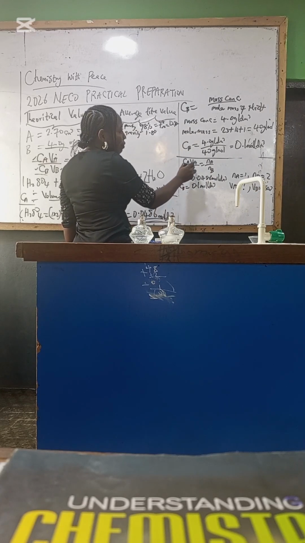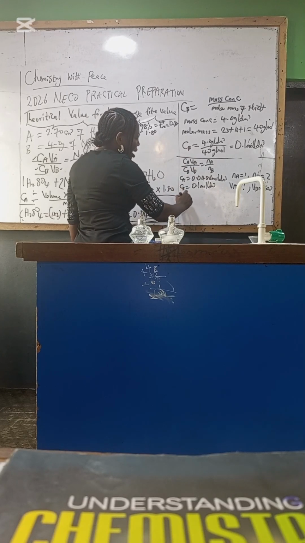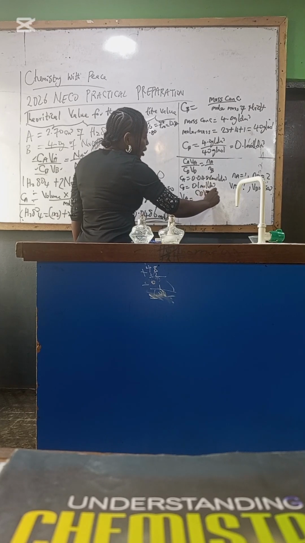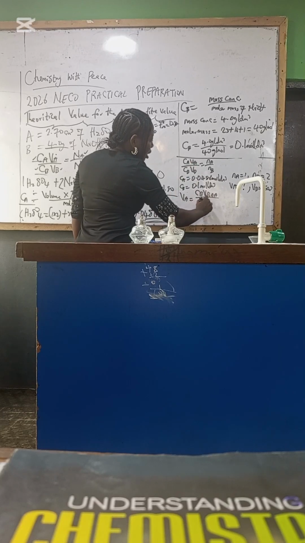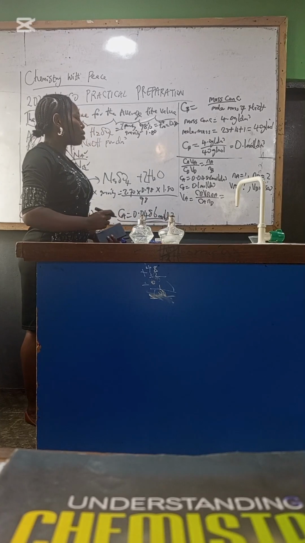So now we are looking for this. We are going to make VA the subject of the formula. So with that we have VA is equal to CB VB NA all over CA NB.